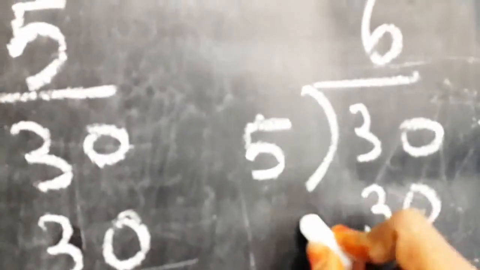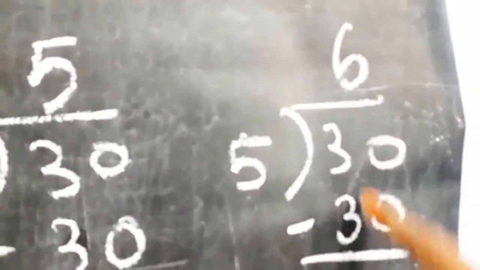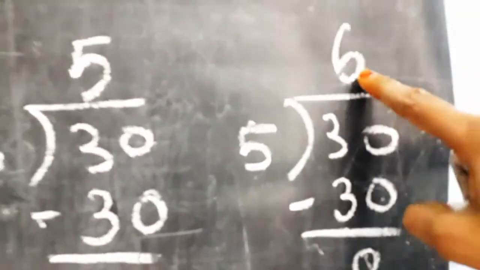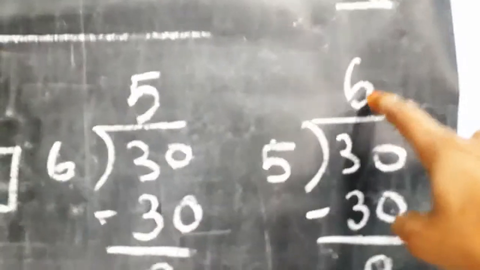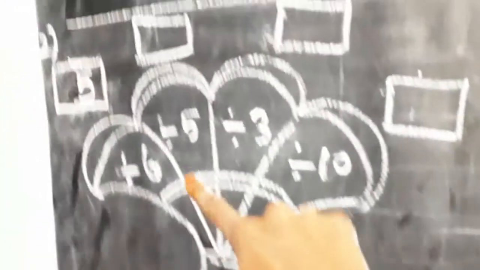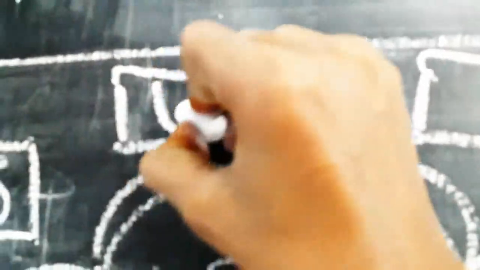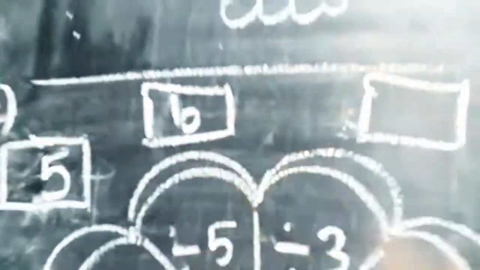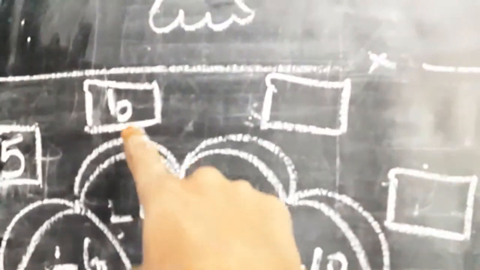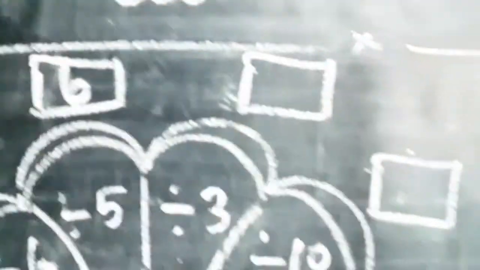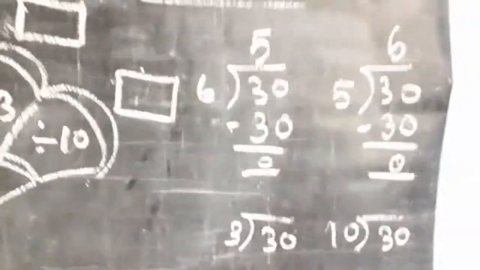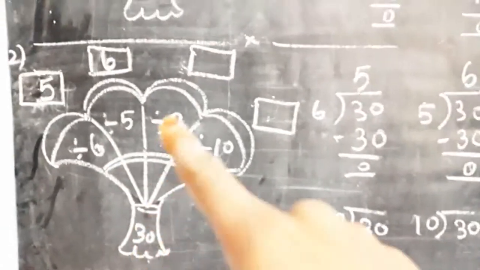So now we can subtract 30 minus 30, which is 0. So write 6 in the quotient. 13 divided by 5 is equal to 6. So you write the number 6 in the box. Now the third one, 13 divided by 3.